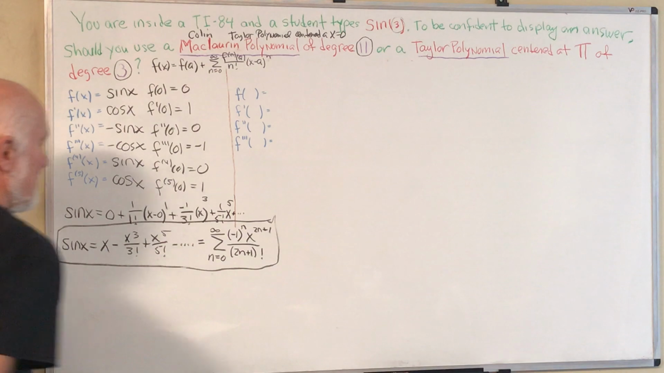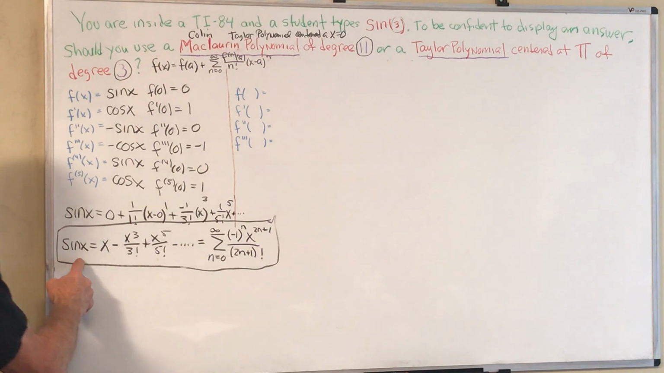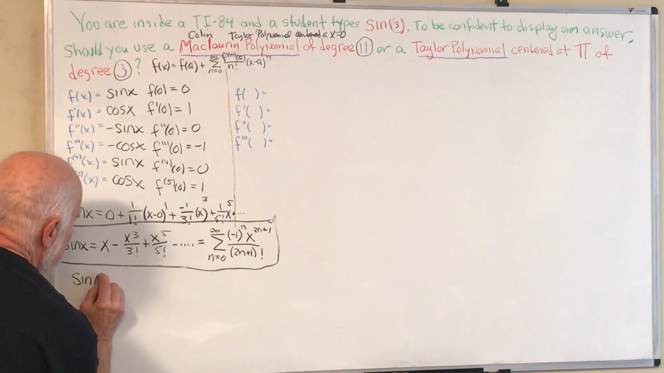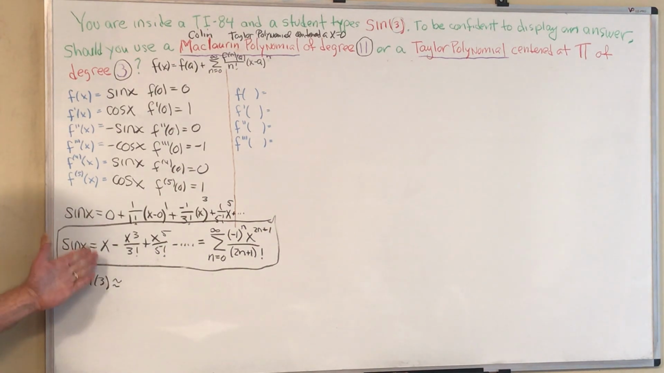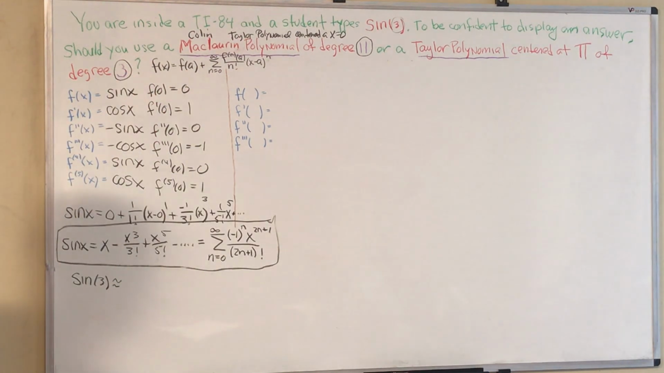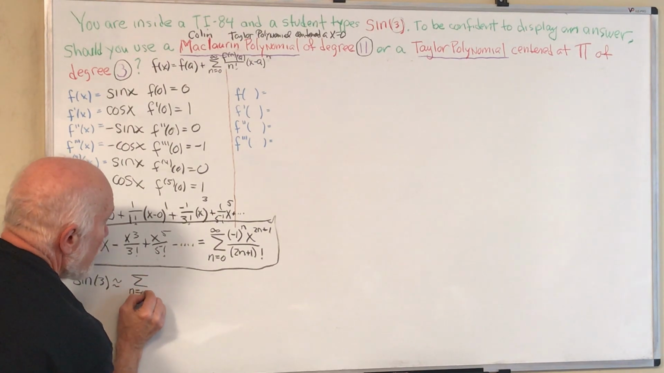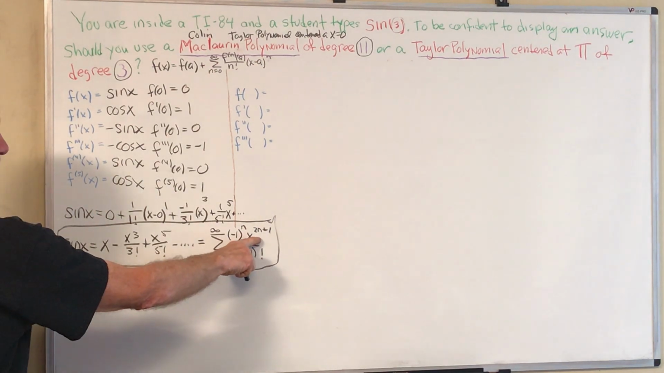So we've got a Maclaurin series, a Taylor series centered at 0 for the function the sine of x. That's going to be really valuable. So now what could I do? I could now say the sine of 3 is approximately equal to, and we can use as many terms as I want. Well, we're going to try an 11th degree Taylor polynomial, which means I have to go n equals 0 to 5 to get up to x to the 11th.